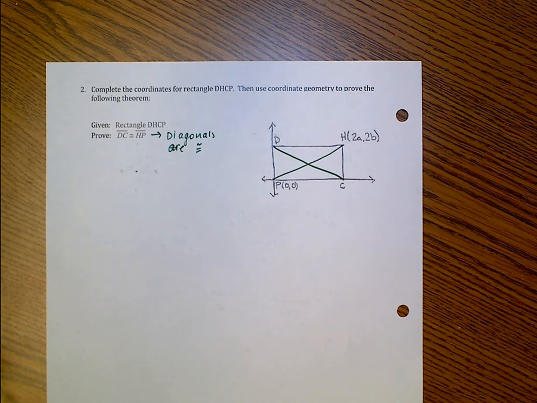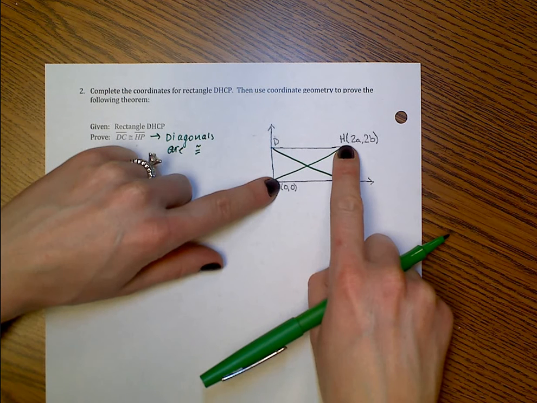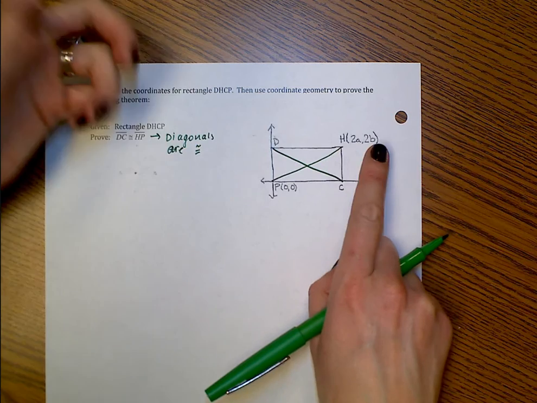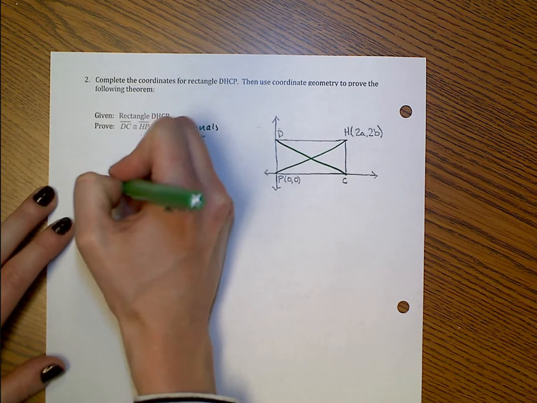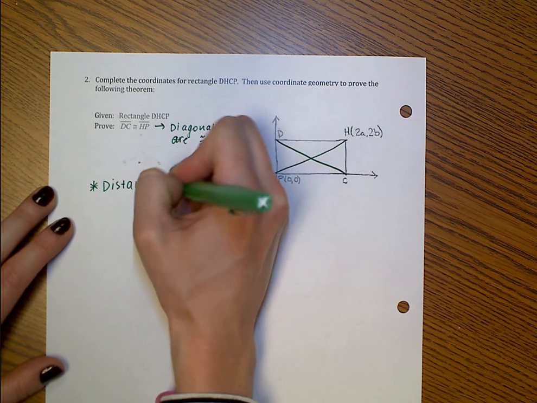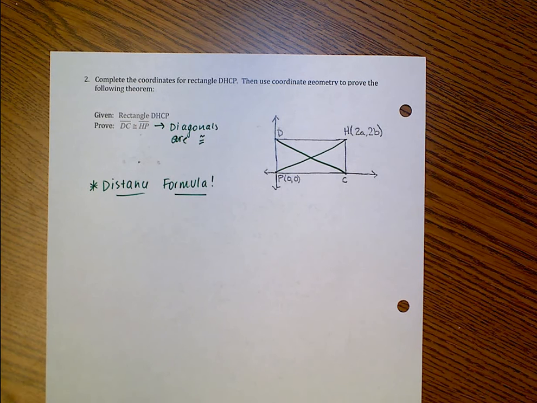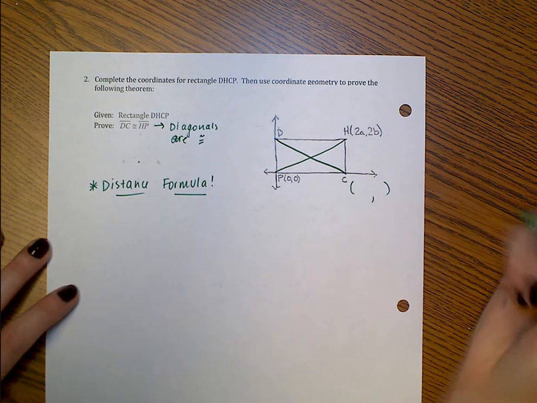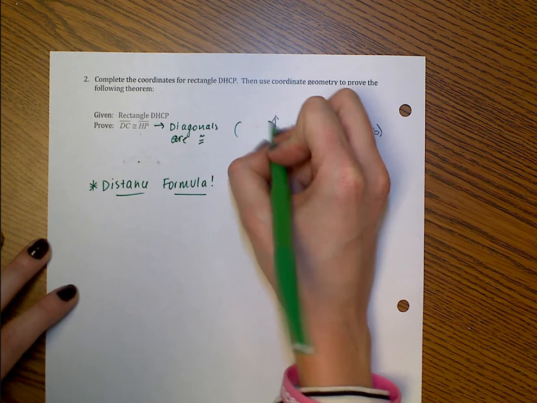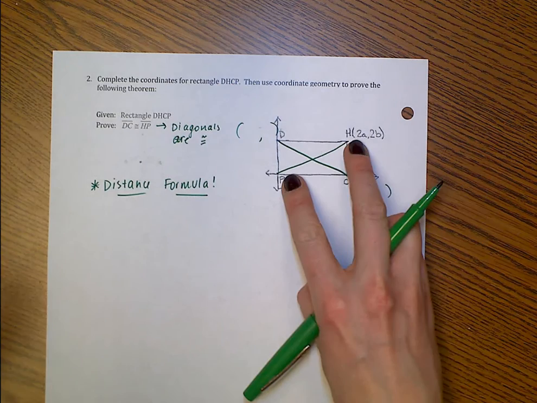So here's what I would need to do. If I'm trying to show that two lengths are the same on the x and y axis, I need to use the distance formula. So I'm not using midpoint or slope. If I want to show lengths are the same, distance formula. The problem becomes I need to figure out what that ordered pair is for C and what that ordered pair is for D. They told me P and H, so I'm good there.